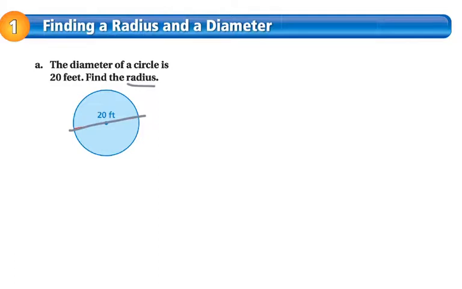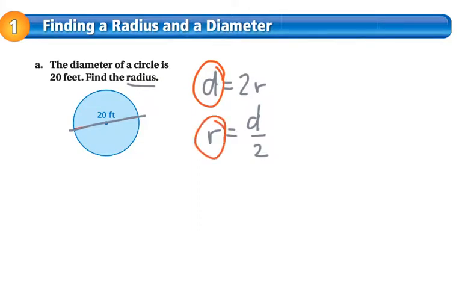So from the examples a moment ago from our algebra, we know that we have two formulas. We have d equals 2r, or we have r equals d divided by 2. Again, the first helps you find diameter. The second one helps you find radius. So you need to make sure that you're applying the appropriate formula to the appropriate situation. Here, it does say find the radius, so we are going to go ahead and use this second formula.